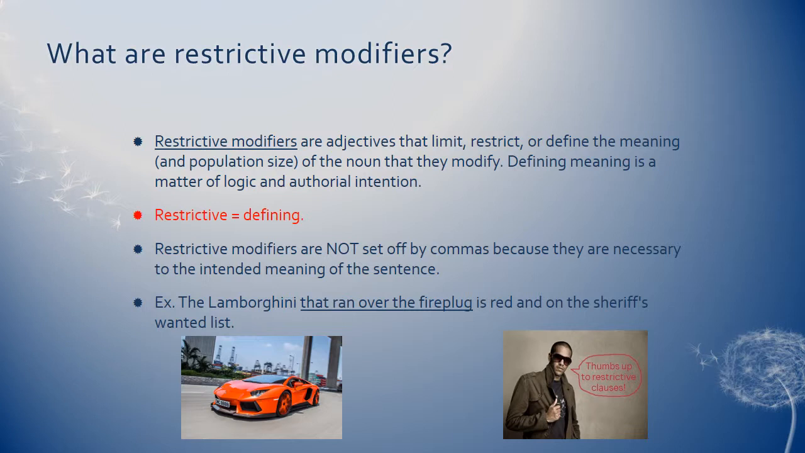An example: the Lamborghini that ran over the fire plug is red and on the sheriff's wanted list. So this is not just any Lamborghini, but the particular Lamborghini that ran over the fire plug. That's the Lamborghini that's on the sheriff's wanted list.